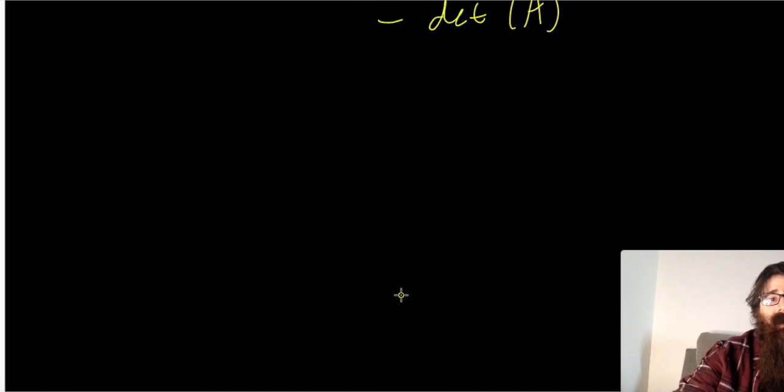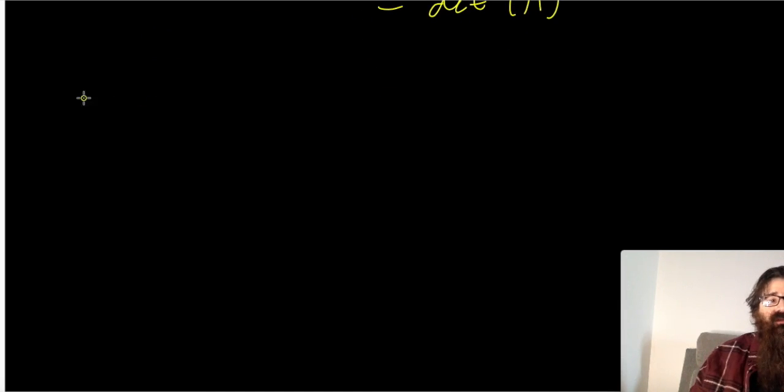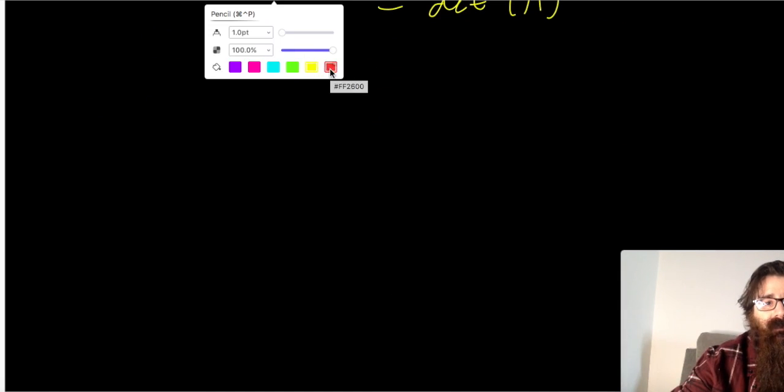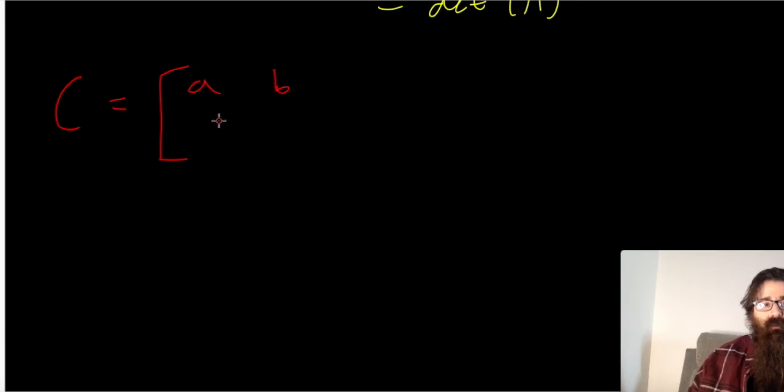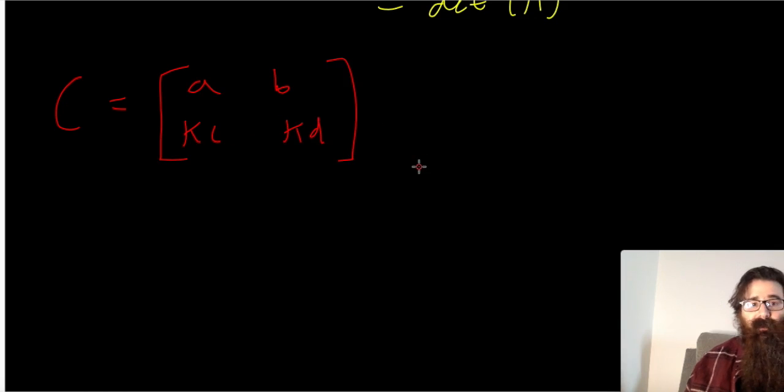Let's take a look at producing a new matrix. Let's call it C. We'll get a different color. Let's do the red. Matrix C, where I scale a row. So the first row is AB. Let's scale the second row. So instead of CD, we'll do some number K times C, that same number K times D. Just imagine multiplying the row through by some non-zero constant. So we'll say K not equal to 0.